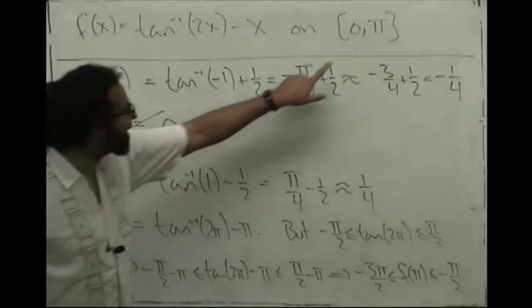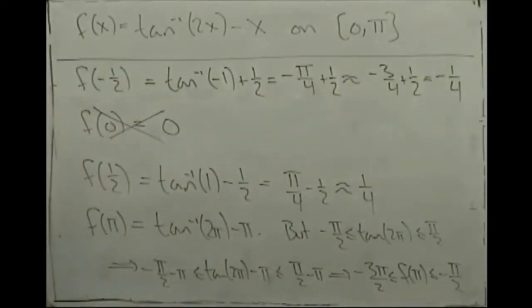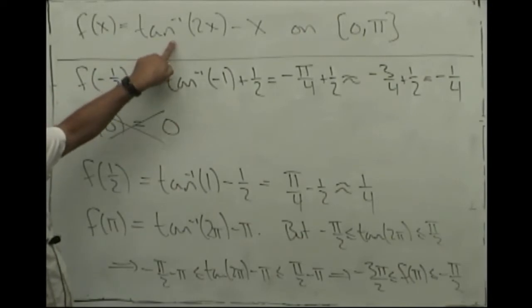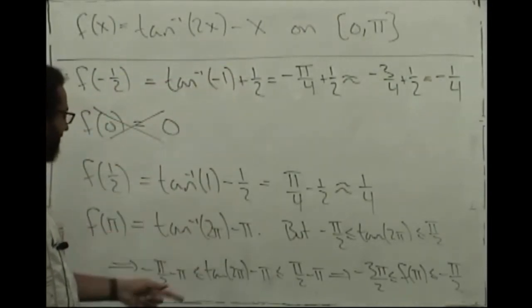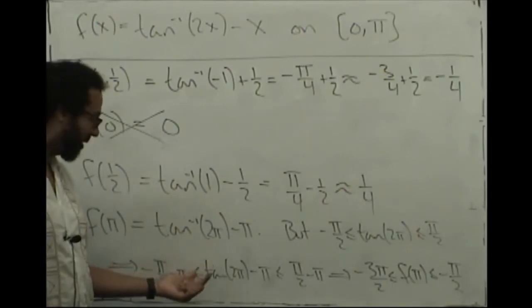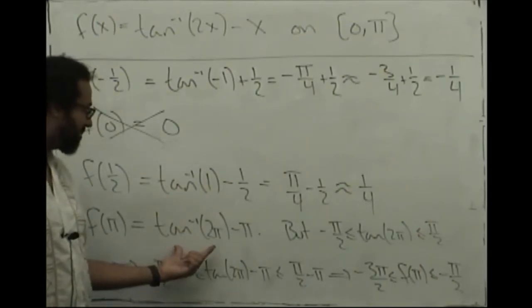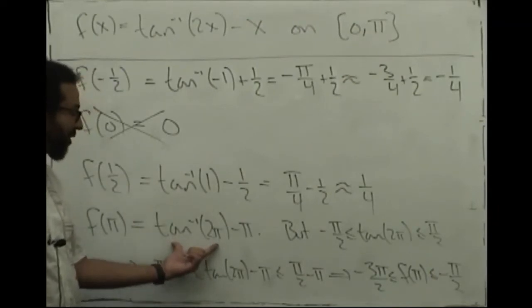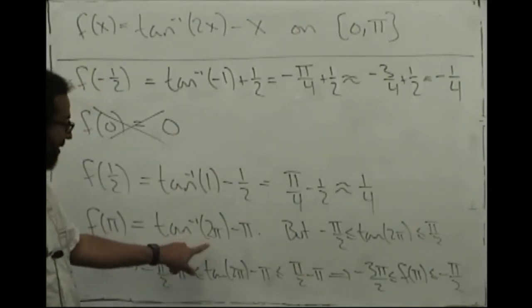Finally, I'm going to plug in the endpoint pi into the original function. And so when I do, I get tangent inverse 2 pi minus pi. Well, tangent inverse of 2 pi is nothing special that we know of, right? It's not like tangent of 2 pi that we would know how to compute. This thing we don't know how to compute, so we need to do a little approximation.